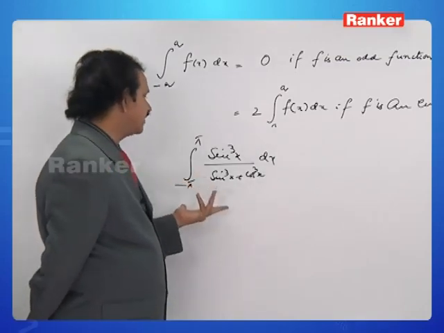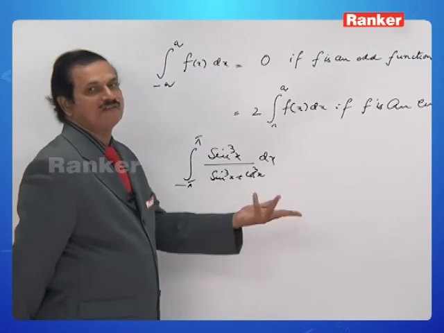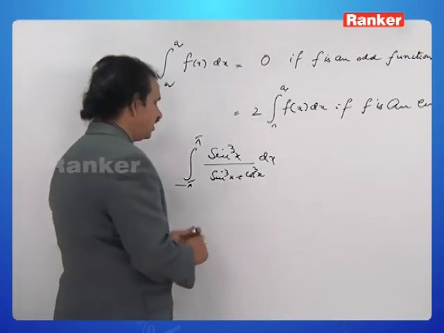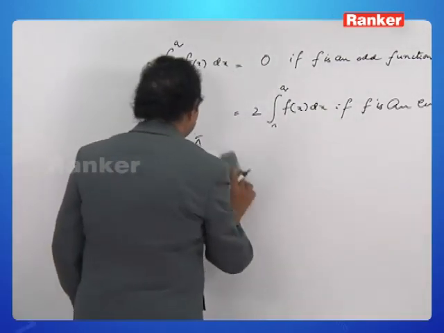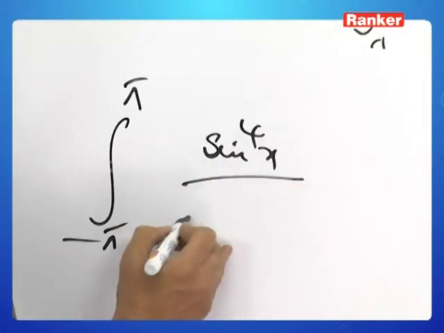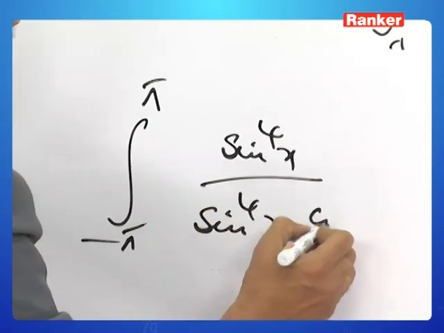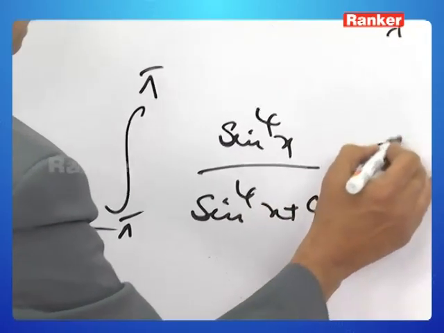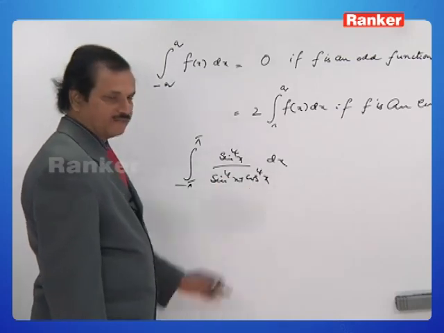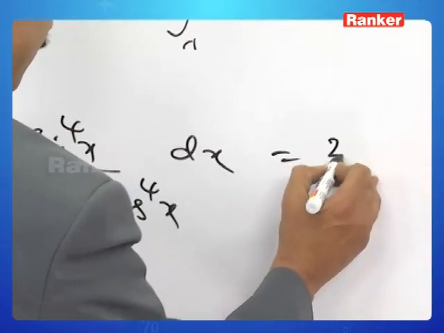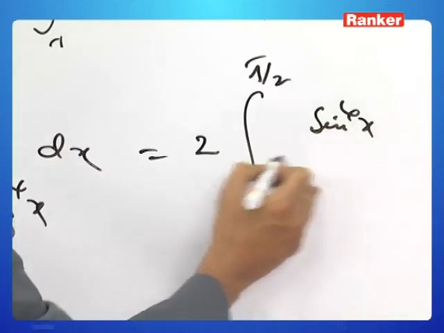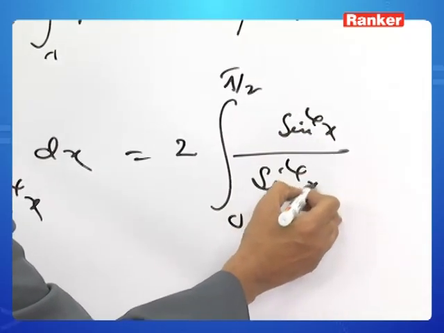So it can be split as f of x plus f of minus x, like that you can split into two integrals. You cannot tell the answer directly here. You see, if I give you the problem sin power 4x by sin power 4x plus cos power 4x, what do you say about this answer? Even function, even function, even function. Total it is an even function. Hence it can be taken as 2 into integral 0 to pi by 2 of sin power 4x by sin power 4x plus cos power 4x.